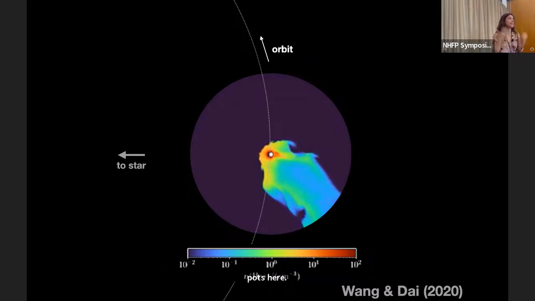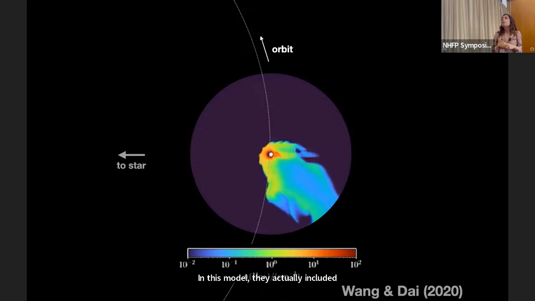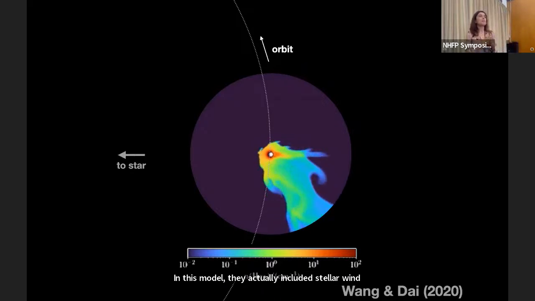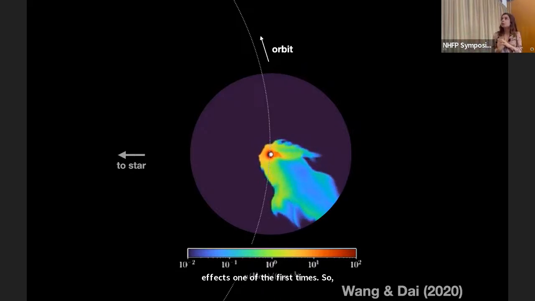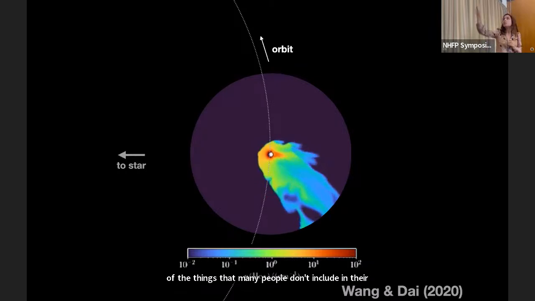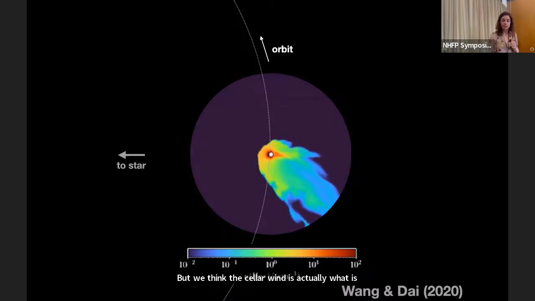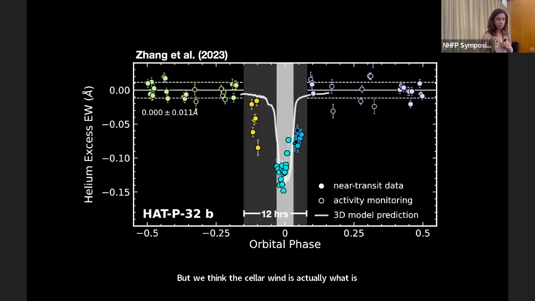In this model, they actually included stellar wind effects, one of the first times. So stellar wind is one of the things that many people don't include in their atmospheric models, and we're actually still not sure how important it is for atmospheric escape. But we think the stellar wind is actually what is sculpting this escaping material into the streaming tails behind.